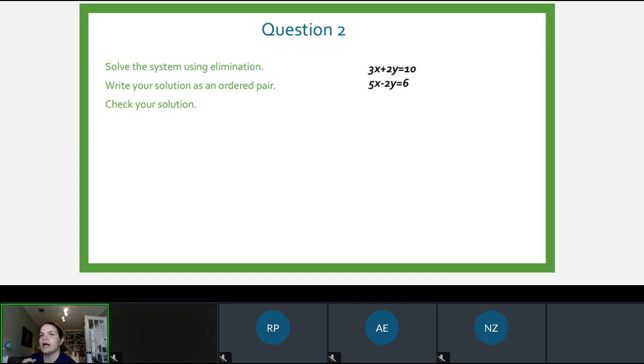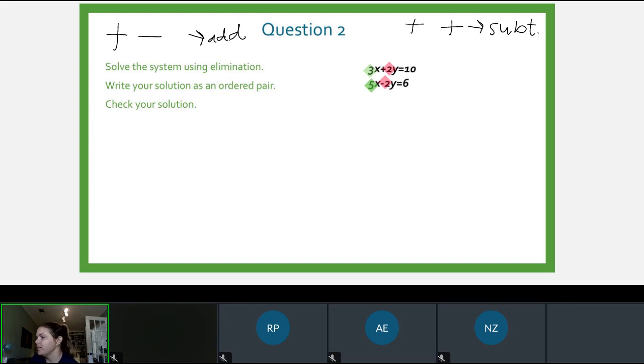The way that we determine if we're adding or subtracting is we're looking at the coefficients, that's the numbers in front of our variables. So in front of x, we have a 3 and a 5. In front of y, we have a positive 2 and a negative 2. So those are the ones that we're going to eliminate. If they are the same number, 2, and one's positive, one's negative, you're going to add. If you have a positive and a negative, you're going to add. If they're the same number, a positive and a positive, that's when you're going to subtract.